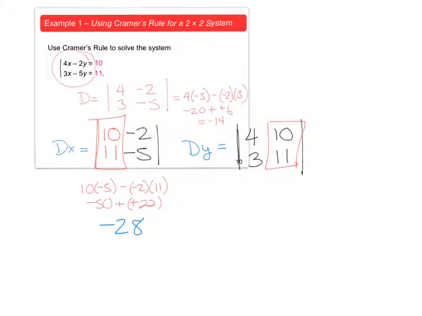So we're going to do the same thing for dy. We're going to find the determinant value. So 4 times 11 minus 3 times 10. So here we have 44 minus 30 is 14.